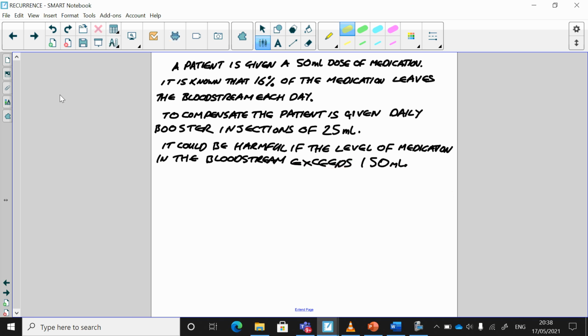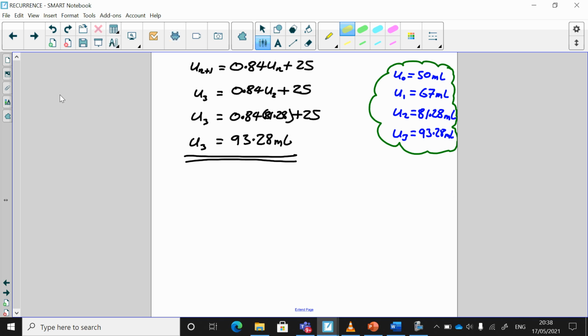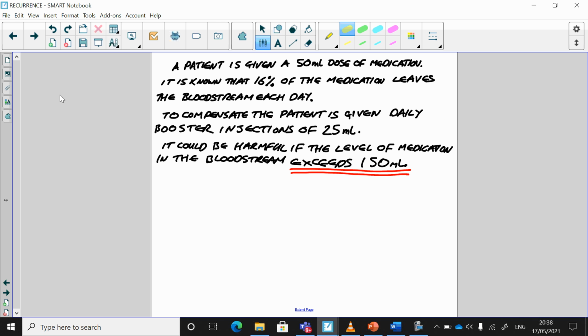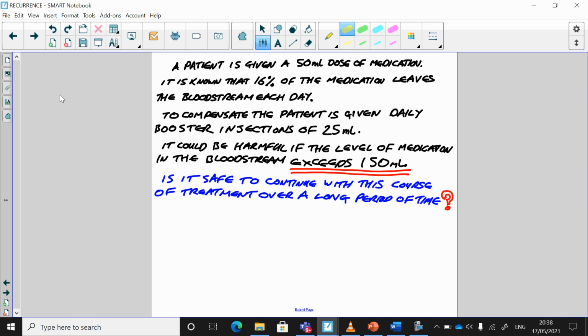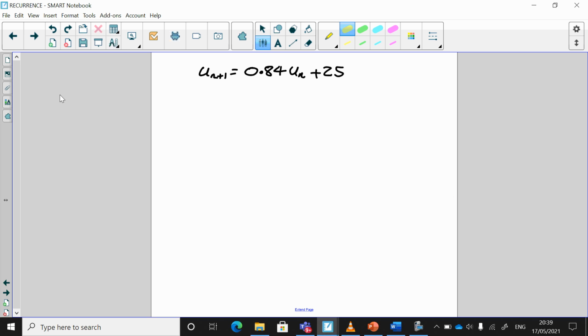It's just to go back. 50, 67, 81 and a bit, 93 and a bit. It looks as if we're increasing there, but between them they're going down. But will they go down enough to not exceed 150? Well, we need to go and find a limit in order that we know, is our limit above 150 or is our limit below 150? There's our recurrence relation. Have we got a limit?